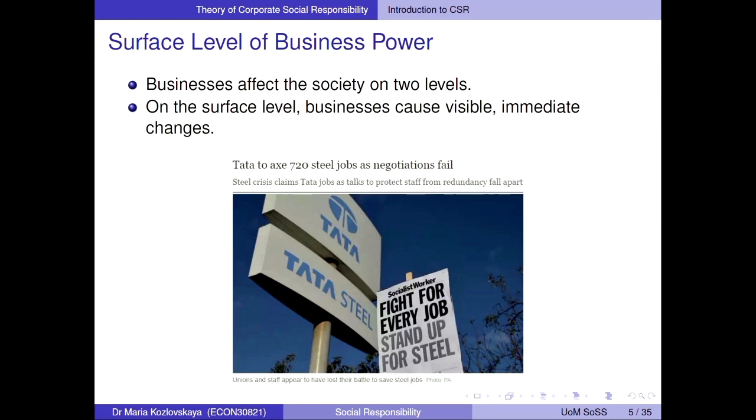Perhaps the most dramatic one is how businesses affect us as our employers. Bankruptcy or just the closure of a business can have a negative effect on communities when lots of people lose their jobs, as the Tata Steel case reminds us. Apart from these immediate changes which businesses bring to our economic outcomes, there are also effects on our cultural perceptions.